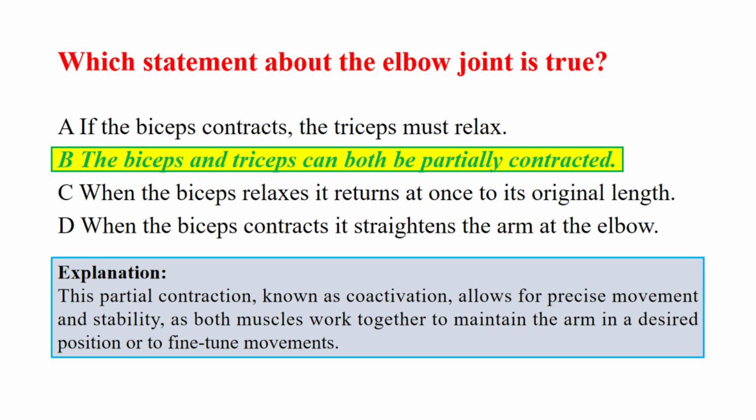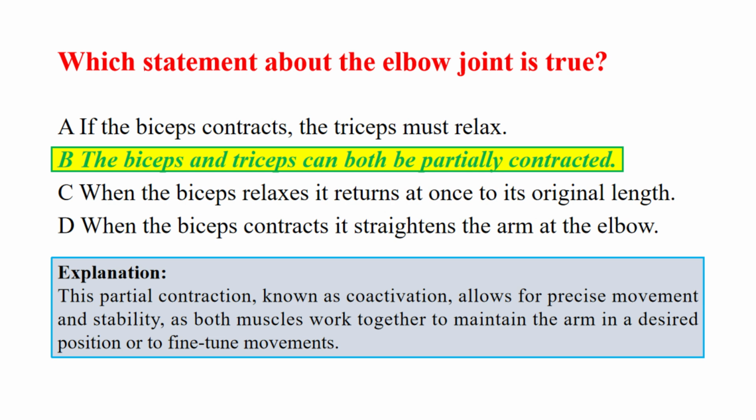Now, let's explain why this is the right choice. Option A suggests that when the biceps contract, the triceps must fully relax. While it's true that the triceps usually relax to allow the biceps to contract, they don't completely stop contracting. They maintain some level of tension to stabilize the elbow joint. Option C states that when the biceps relax, it returns immediately to its original length. However, muscles don't return to their original length instantly. They gradually return to their resting state.